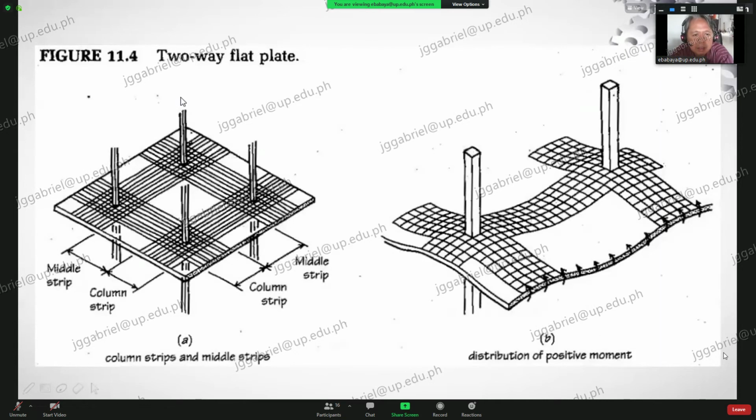Okay? These are two-way flat plate. You have columns here, and this is your slab. These are reinforced that way. Ganun siya. So therefore, the distribution of the positive moment, eto, no? Ganun yung pag-resist ng mga moment forces, no? Of your two-way slab.